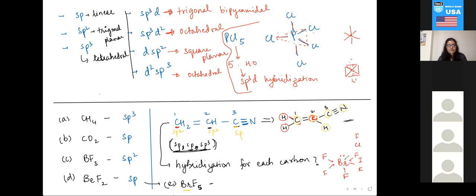Five. Correct? 5 bond pairs and 1 lone pair. Correct. So you have 5 bond pairs and 1 lone pair. So total 6 electron pairs, matlab, how many orbitals would be formed?